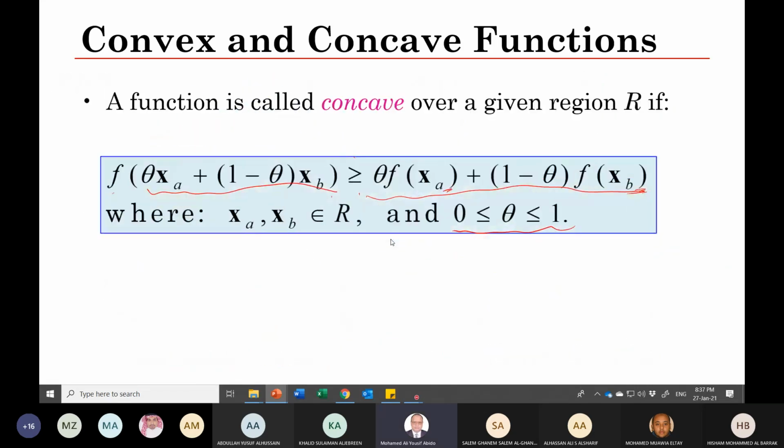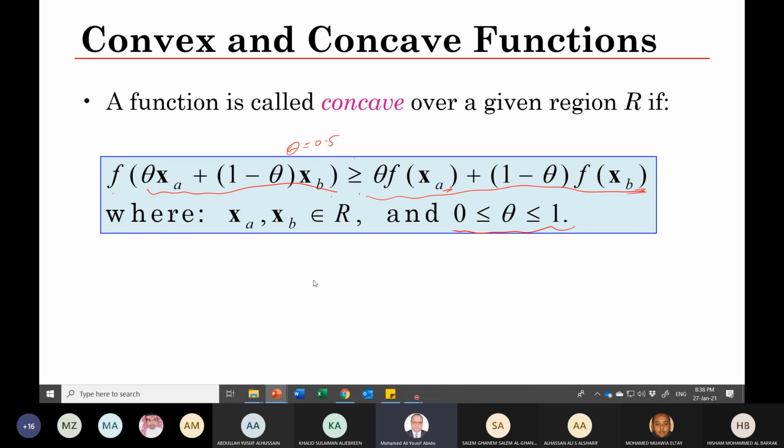So if you choose any value between XA and XB, for example, assume that theta is half, if you take the midpoint between XA and XB, you will find the function of the midpoint here, assuming that theta equals 0.5. So this is the midpoint. If you take the midpoint between XA and XB, you will find the function of this midpoint greater than the interpolation of the function of A and the function of B. Is it clear?